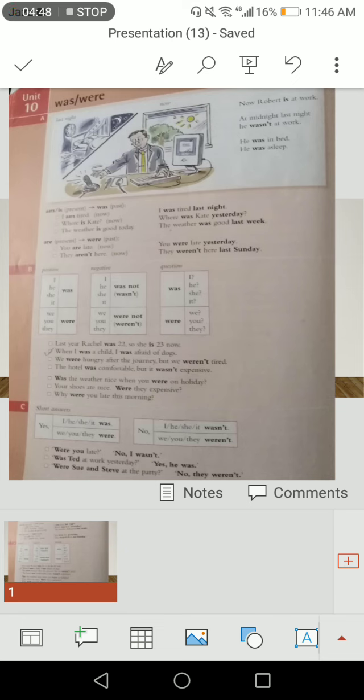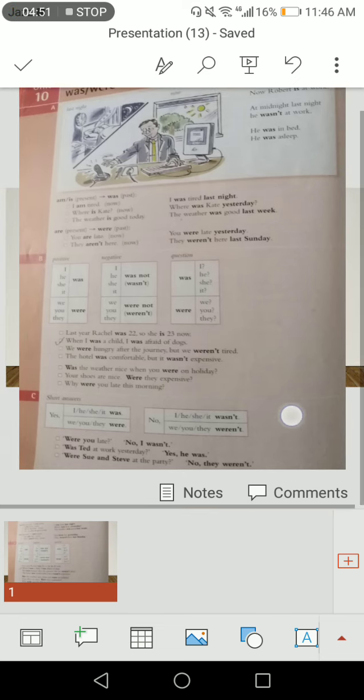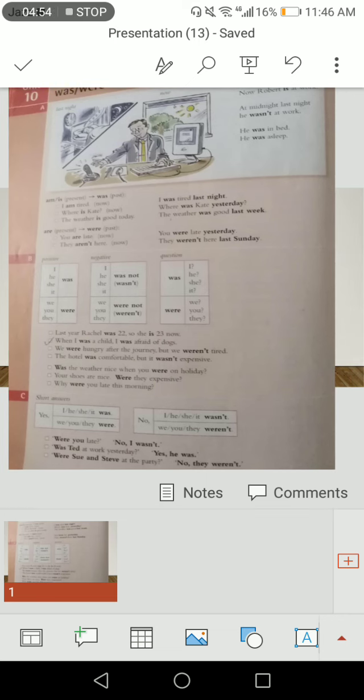These are all the past tense units, so we will use was, were, wasn't, and weren't. Were you late? No, I wasn't. Was Ted at work yesterday? Yes, he was. Were Sue and Steve at the party? No, they were not.